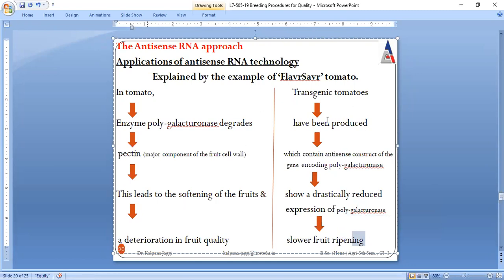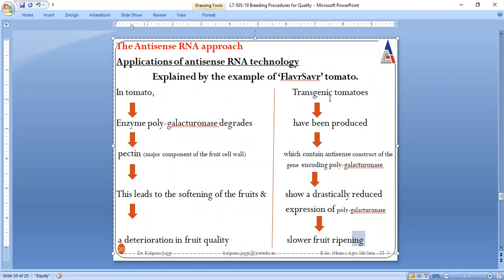So this is the way how suppression is done, and how suppression is done, that is all together based on antisense RNA technology that I have told you, where actually the antisense strand becomes dominant, it functions, and finally it is resulting into the non-methylation, and it is resulting into the degradation of mRNA, whatsoever were the conclusion, right? So this is the one example of flavor saver tomato.